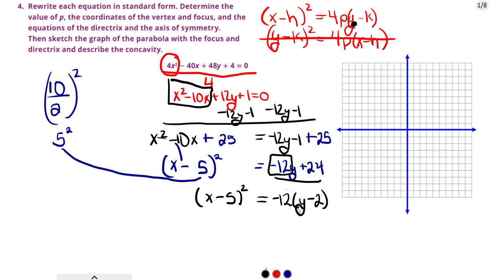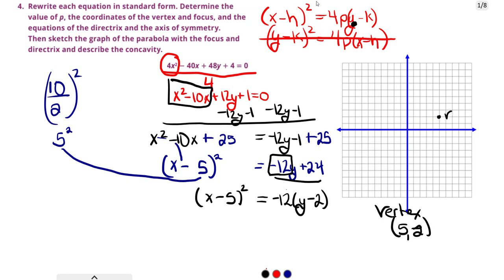So now we try to find all our pieces. So my first thing I look for is where the vertex is. My vertex is at negative 5 inside here, so that means my vertex is going to have a positive 5 for the x. And there's a negative 2 inside here, so that means it's going to be a positive 2 for my y. So 5, 2 is that ordered pair for my vertex.